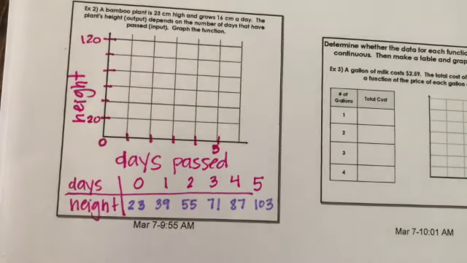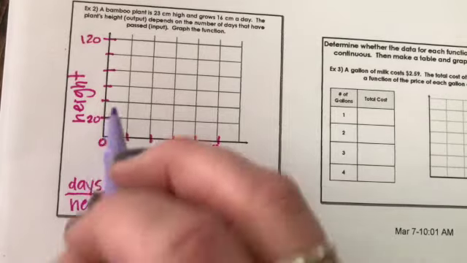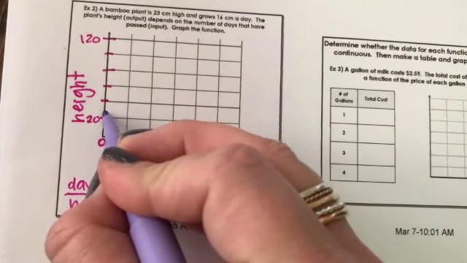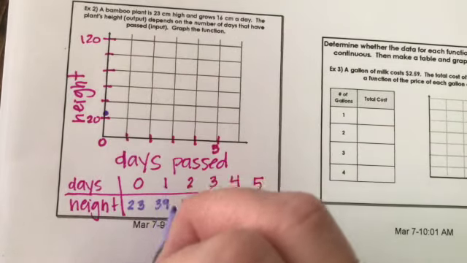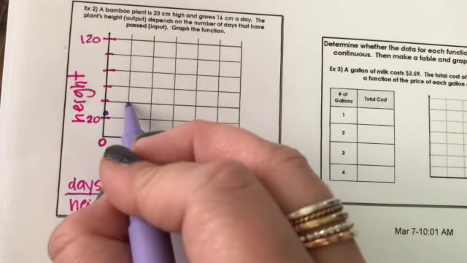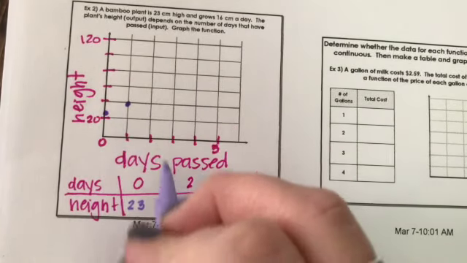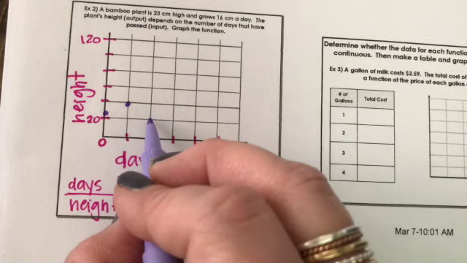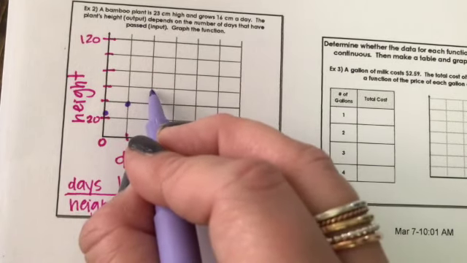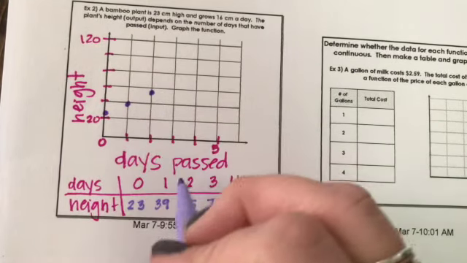So now I'm going to take the data and plot it. I want to be pretty close, as close as I can be, but I don't have to be perfect. On day 0, it was just above 20 at 23. On day 1, it was at 39, which is almost 40. Day 2, it's at 55. So 20, 40, 60, so maybe right there.